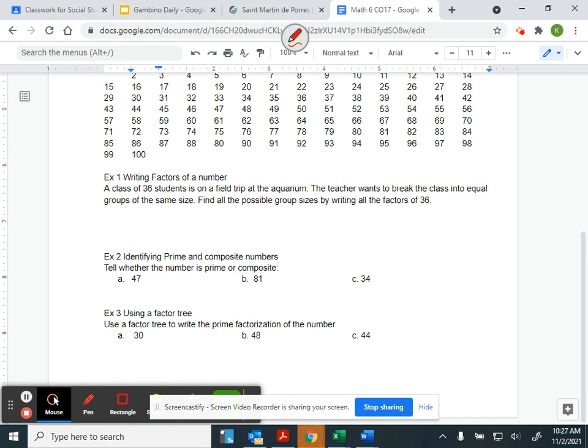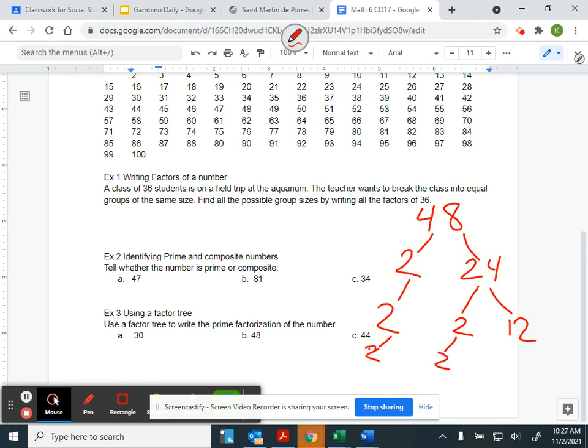48. Again, my brain jumps to those 2's. 2 times 24 equals 48. 2 stays here. 24 can be broken into 2 times 12. So then I keep my 2's. And I can break that 12 into 2 times 6. Keep my 2's. 6 can be broken into 2 and 3. Now I'm down to all of my primes. So it's going to look like this. 2 times 2 times 2 times 2 times 3.